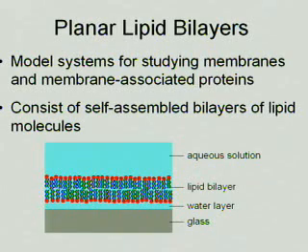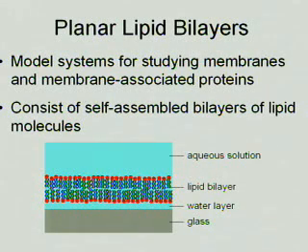So planar lipid bilayers are important model systems that allow for the studying of membranes and membrane-associated proteins. In a cell, a lipid membrane contains many membrane-spanning proteins that play important roles such as signal transduction and transport of ions and small molecules in and out of the cells. So a model lipid bilayer that contains proteins of interest is thus a useful system for studying these membrane proteins.